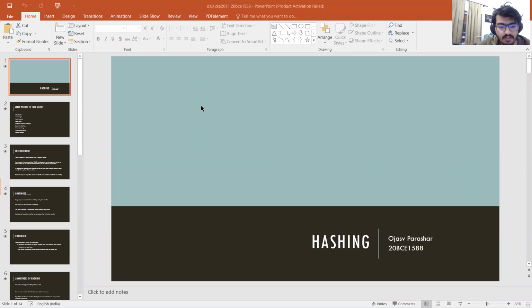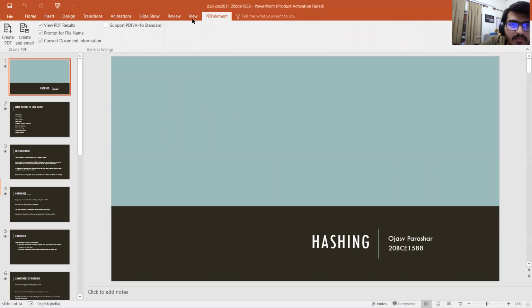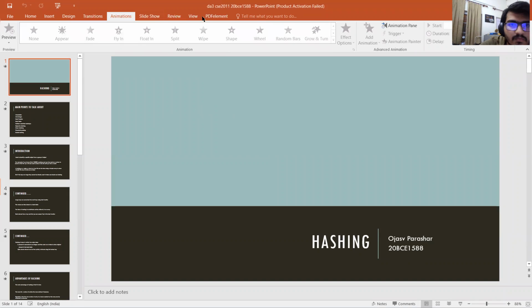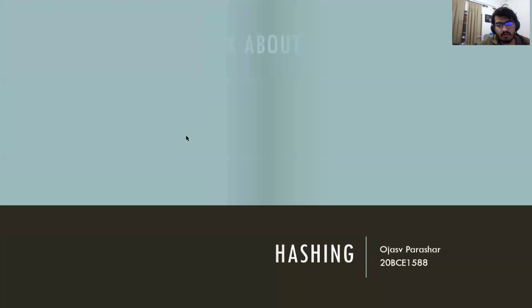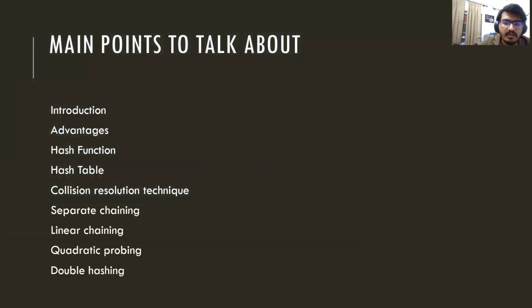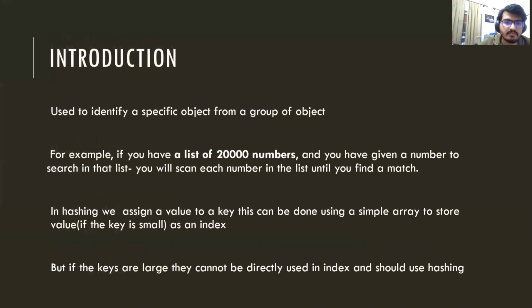I'll today be speaking about hashing with my PPT. Now, in my PPT, the main points to talk about would be introduction, advantages, hash function, hash table, collision resolution technique, separate chaining, linear probing, quadratic probing, and double hashing.